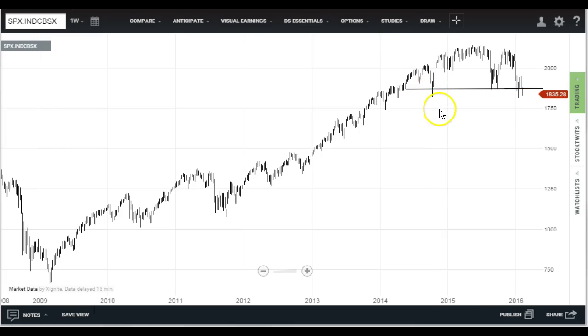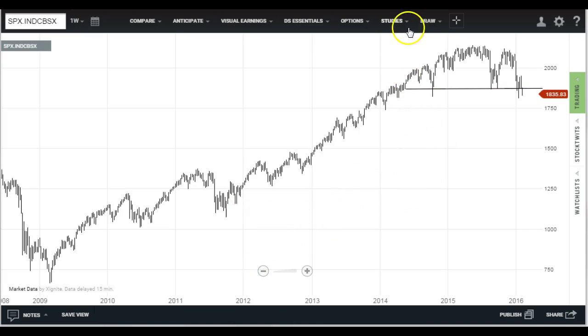This was the Ebola panic, a little dip down and recovery. Down here there was a flash crash last summer. Anyway, I think the best line is drawn right here at 1867, and right now with the S&P trading around 1835, it's below that, of course.